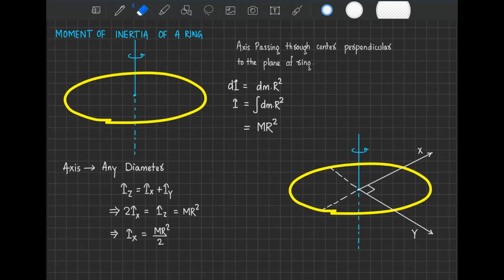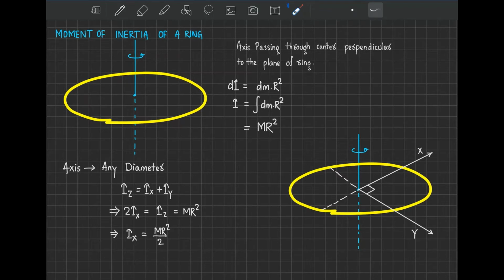In this lecture, we are going to talk about the moment of inertia due to a uniform ring and uniform disk. Here we have a uniform ring, and first of all we have to find the moment of inertia of this ring about an axis that passes through its center and is perpendicular to the plane of the ring.